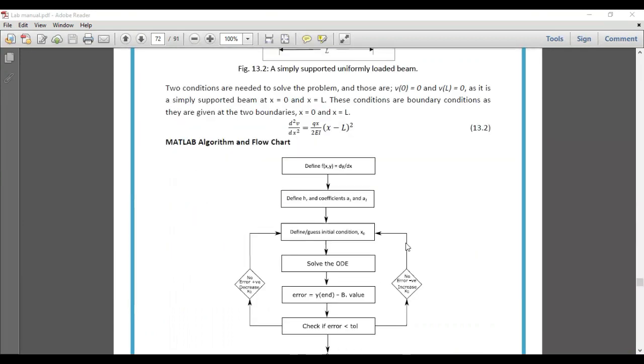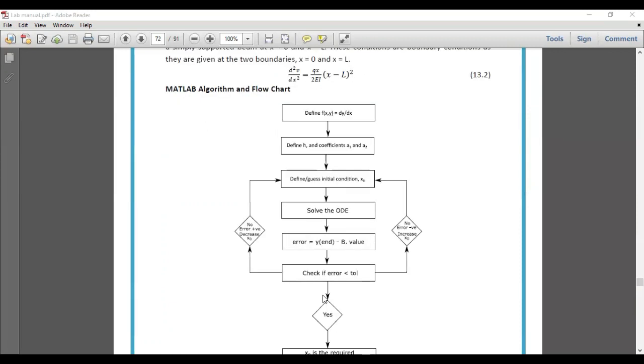While solving such differential equations, this is the flow chart, and we have to define H and the coefficients A1 and A2. We first make an initial guess or define the initial condition, solve the ODE, and compare the boundary value with the final value of the solution. If they are not equal, there will be an error. If the error is positive, we have to decrease the initial condition, and if the error is negative, we have to increase the initial condition.